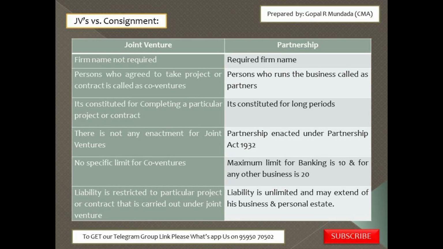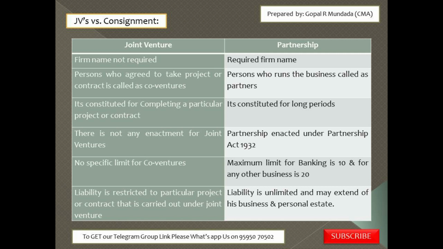So guys, next distinction is joint venture versus partnership. So under a joint venture, a firm name is not required, but under a partnership, a firm name is required. Next, the person who agrees to take the project or contract is called a co-venturer. We already discussed this in the need of the joint venture, that is Reliance, MMRDA and Voila Transport are co-venturers of the project of metro infrastructure development in Mumbai city. So next is, the person who runs the business is called a partner. Next, a joint venture is constituted for completing a particular project or contract, or a partnership is constituted for a long period.